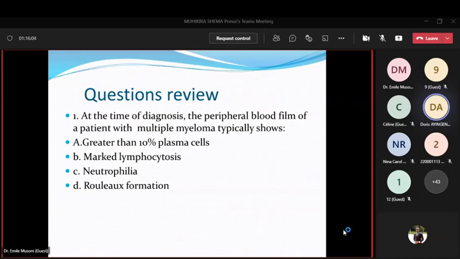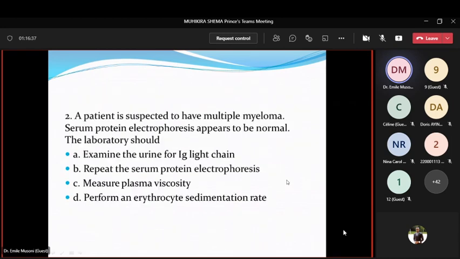I can try. For me, I think the answer is A, because you said that in multiple myeloma the main feature is more plasma cells, greater than 10%. Thank you. Yeah, the answer is A, because multiple myeloma is characterized by an increased number of more than 10% of plasma cells.